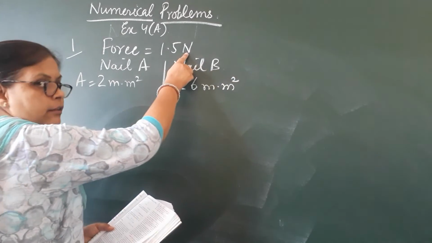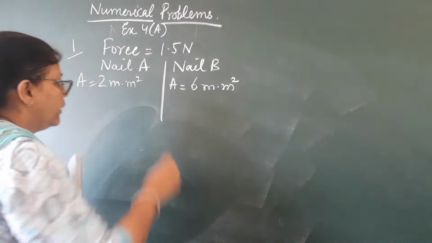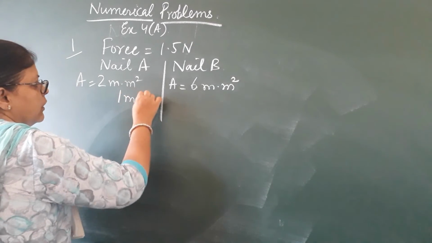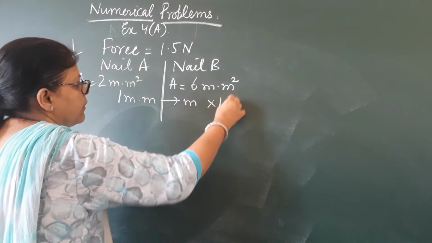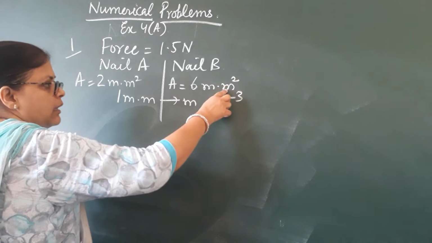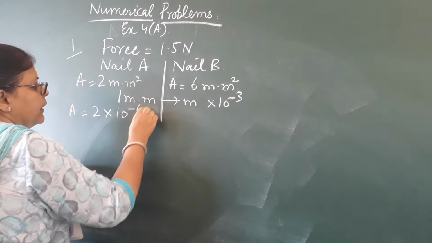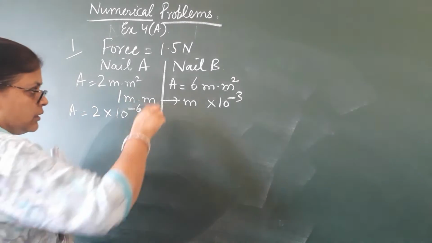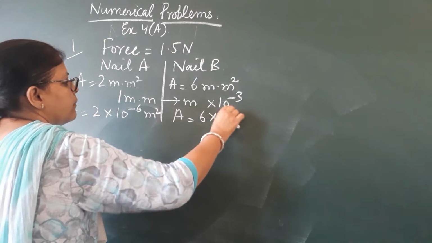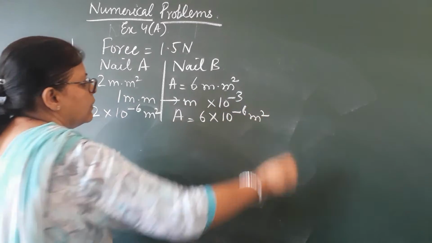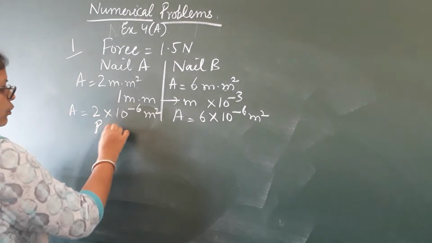Remember, when the force is in newton, the area has to be in square meters. So we need to convert. Now what's the conversion? When we want to convert 1 millimeter to meter, we multiply by 10 to the power minus 3. You can see it is square millimeter. So what will be the conversion? We are going to multiply by 10 to the power minus 6. Why? Because it is square. So similarly over here also it will be 6 into 10 to the power minus 6 square meters. The conversion is done. We are supposed to find out the pressure in both the cases.